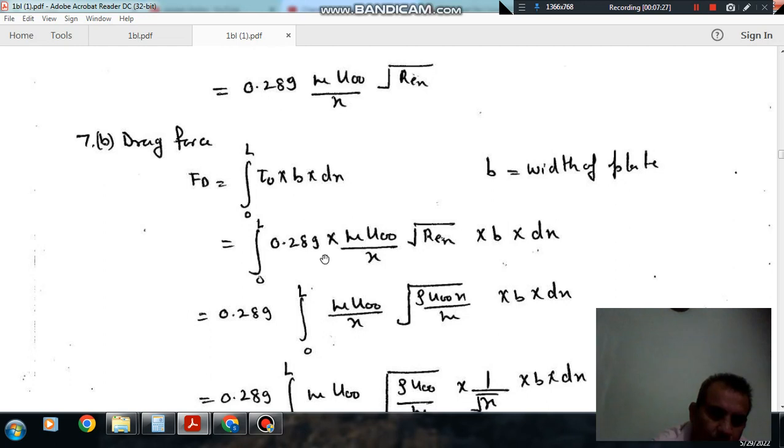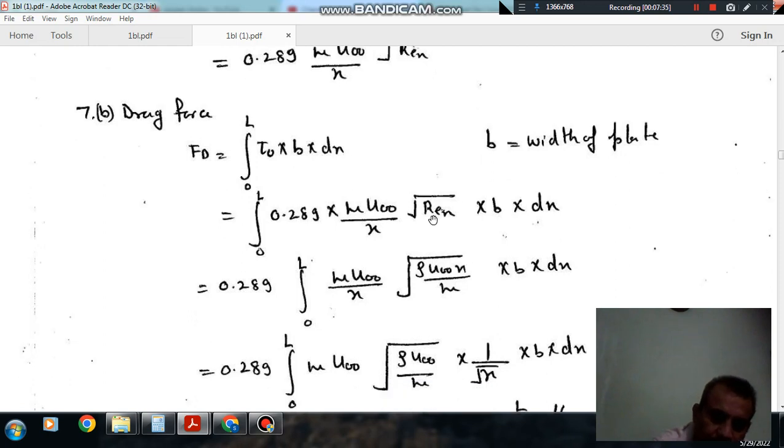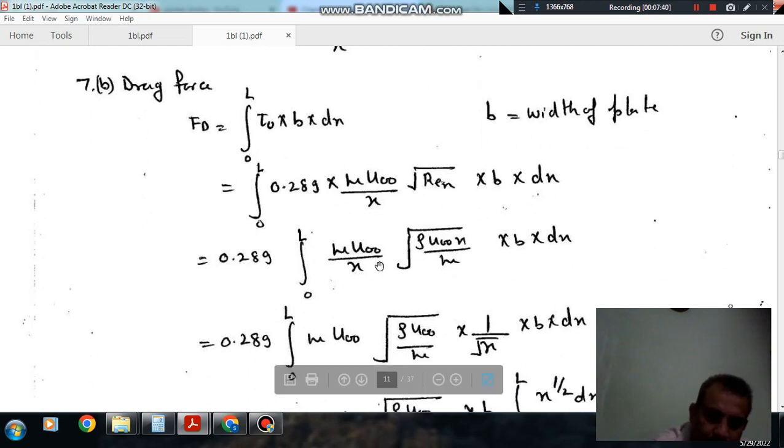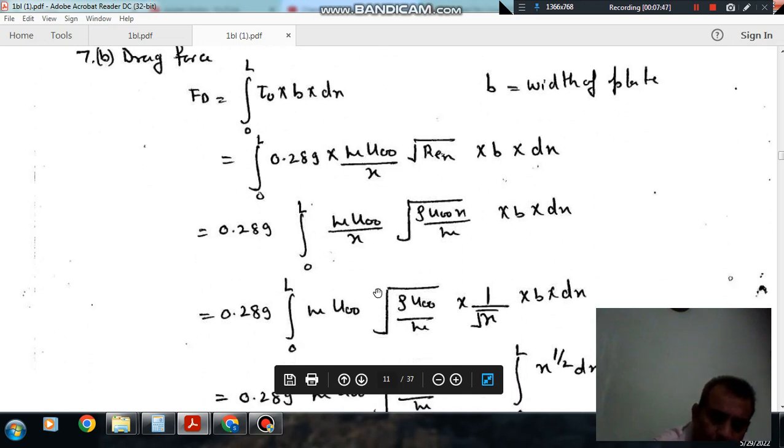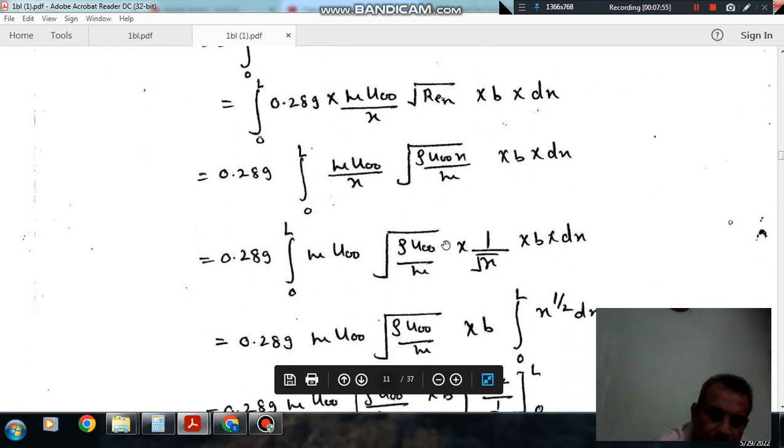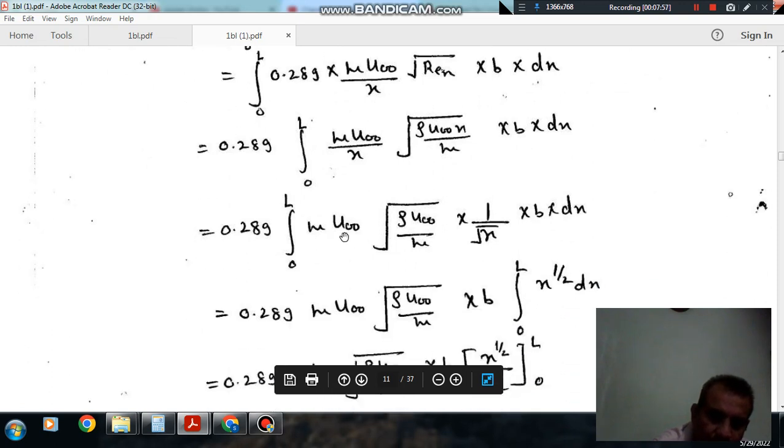So it will be 0.289 mu u infinity by x into root Re x, into B into dx, or converting this Re x in terms of x also. So taking the term x out, it will be mu u infinity root rho u infinity by mu, and 1 by root x into B into dx. Now we can take mu out, u infinity out, this out, and B out.